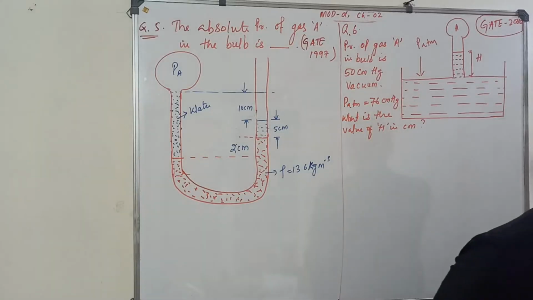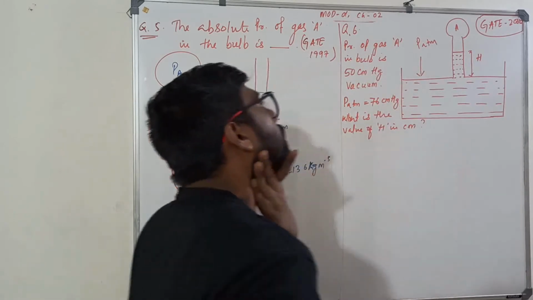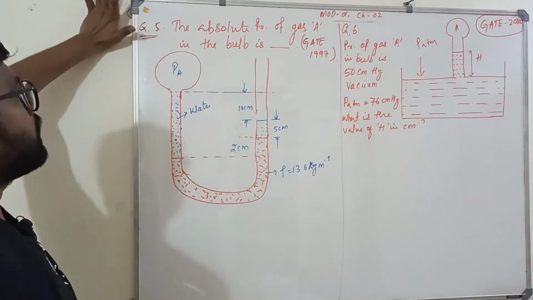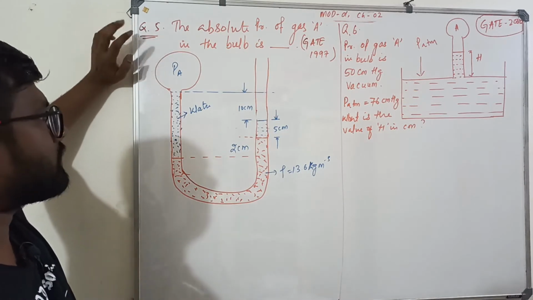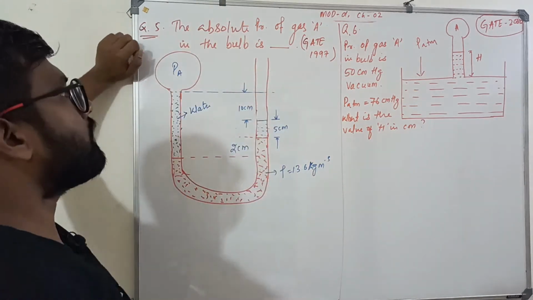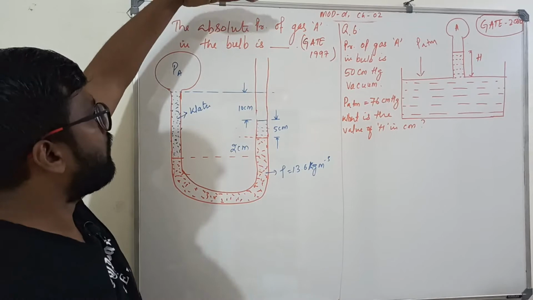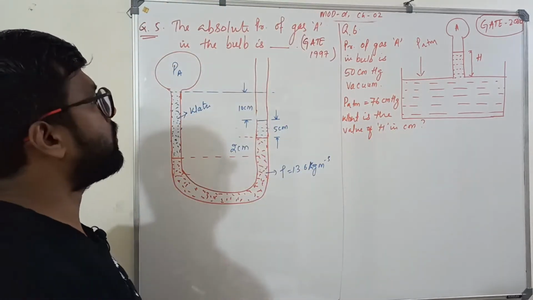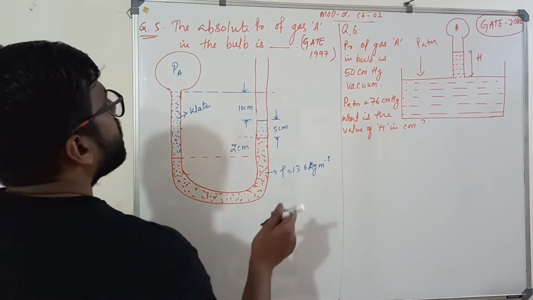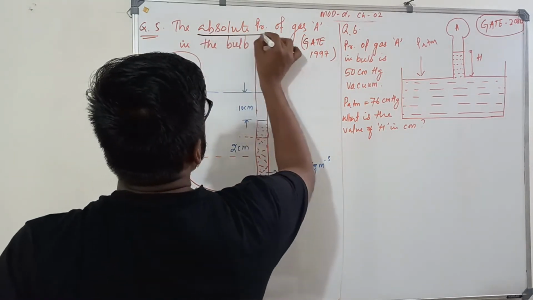Again, these are previous year GATE questions. Let's come to this question. They asked what is the absolute pressure of gas A in the bulb. Simple. This much only they asked. But in GATE 1997, the options were in terms of mm of Hg. So they are asking absolute pressure.